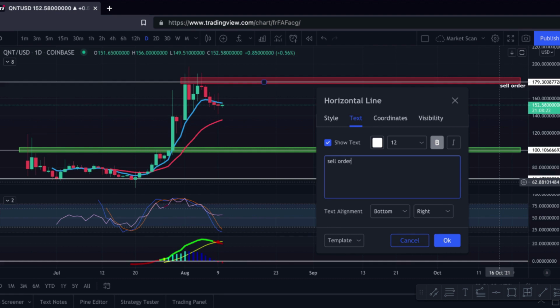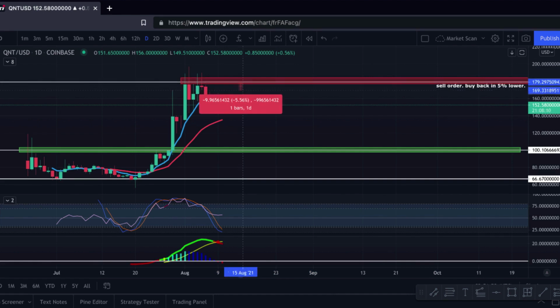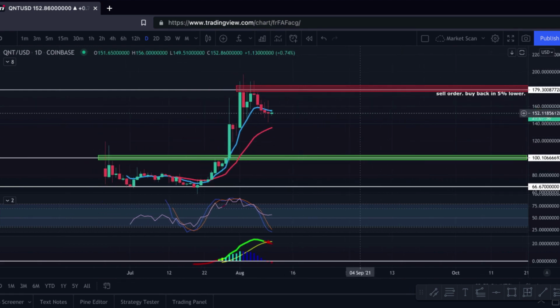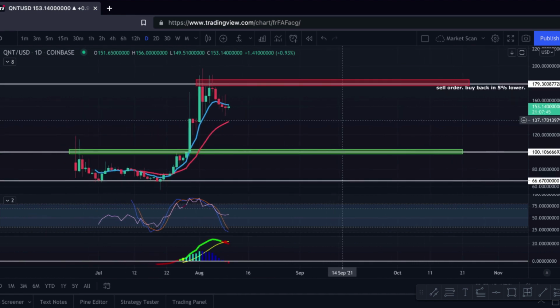I'll put a sell order, and then buy back in 5% lower. This way I'll accumulate 5% more Quant, because it's definitely going to fall a little bit, right? Get the 5%, boom, and then get more Quant, and then basically wait it out until something very obvious happens to sell it, and then buy back in 5% lower, 10% lower, collect another 5 to 10%, and keep doing that multiple times a year. Let's say I do it 6 times and I get 30% more.